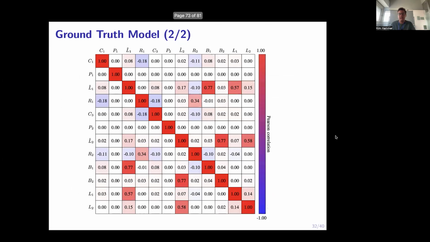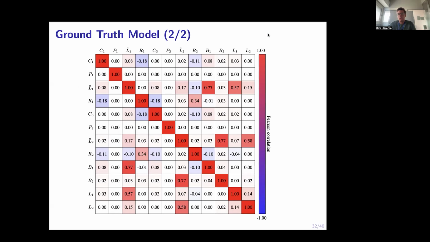And here is the correlation matrix of the data that we collected. So the Pearson correlation between all system variables. And most of the correlations here are as you expect. But one thing to remark is that we also have some correlations which are not causal. So for example, the load of service 1 is correlated with the load of service 2, even though they are causally independent in our graph. So this just illustrates the fact that causation and correlation is not the same thing.